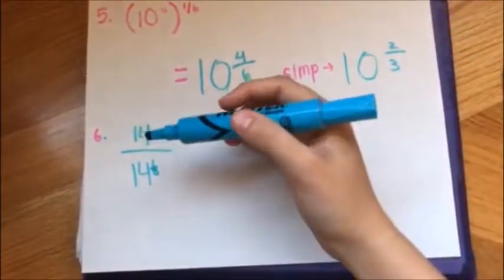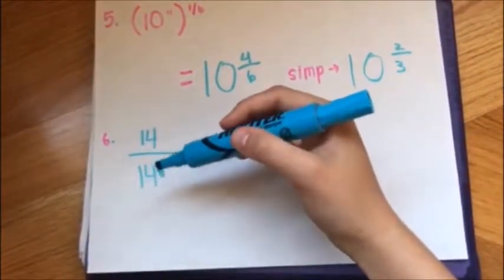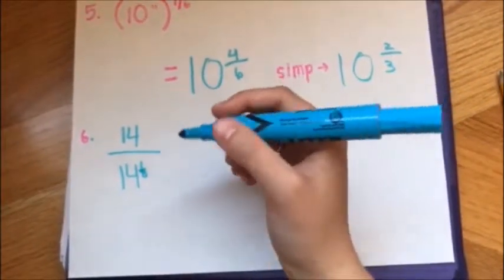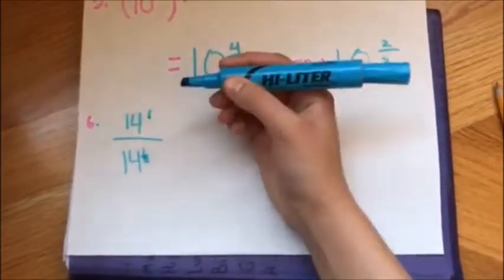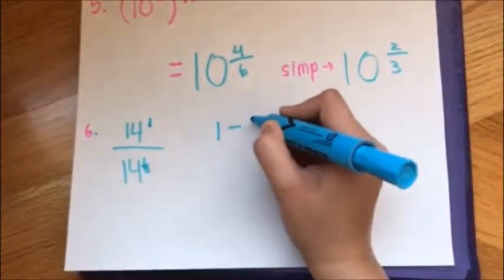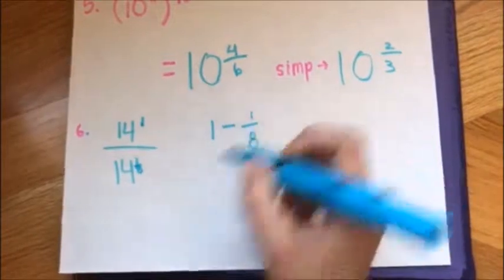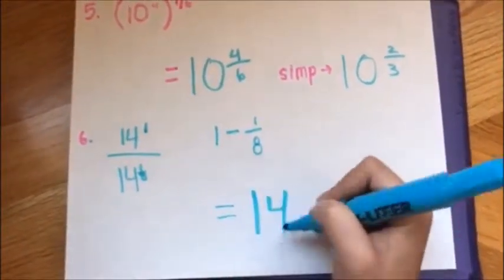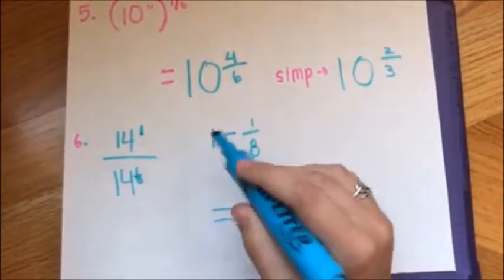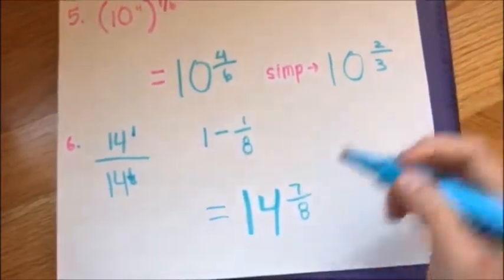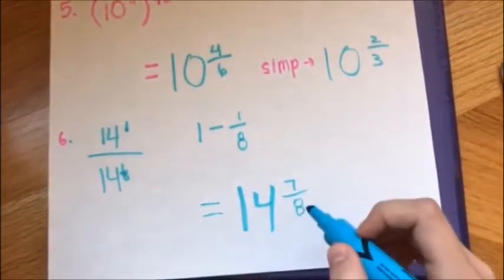For number 6, 14 over 14 to the 1/8 power, you have to subtract the exponents. So we put an imaginary number here, which is just 1, and then you think of 1 minus 1/8 as the exponents. You keep the 14, and then you do this problem right here, and it would just be 7/8, and that's your final answer, 14 to the 7/8 power.